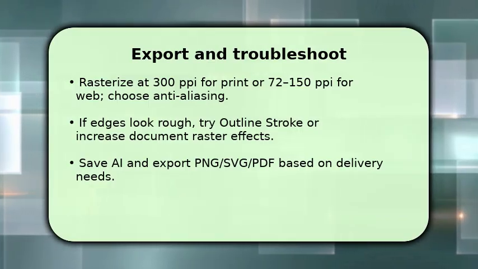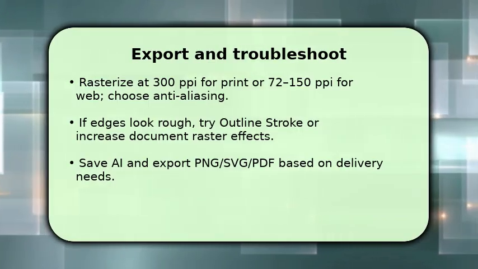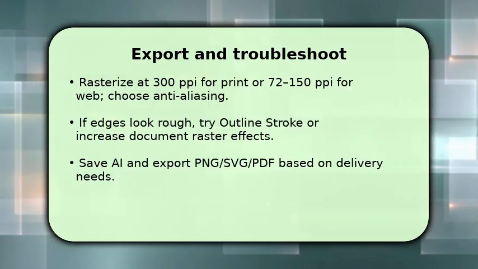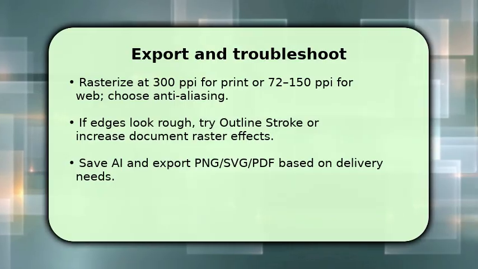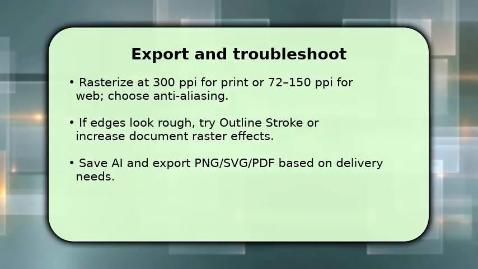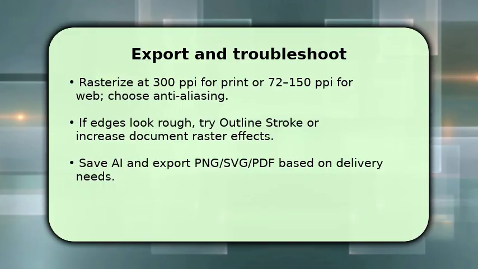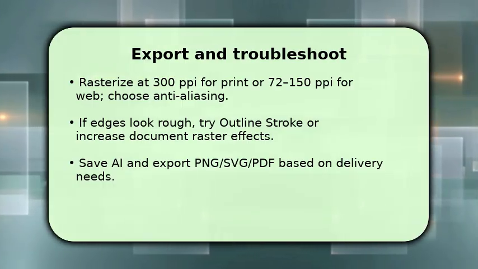If you see banding or jagged edges, undo and increase the document raster, effects resolution, or convert strokes to outlines before re-exporting. Finally, save an editable AI file and a flattened version for delivery so you can revisit or hand off without quality loss.